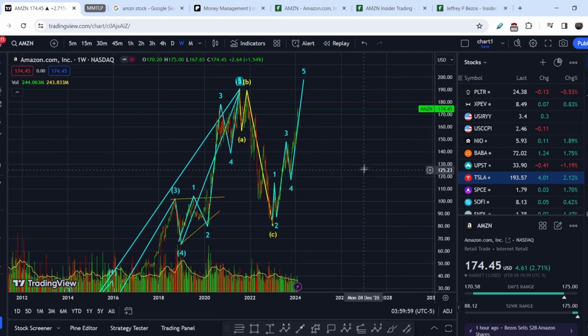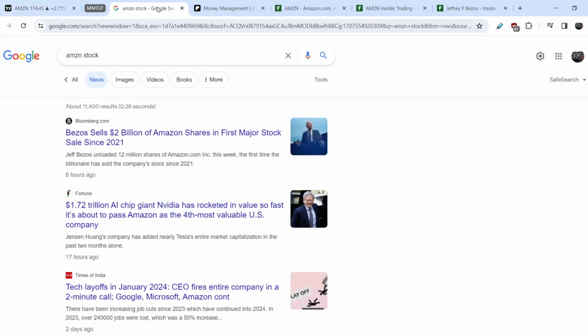And let me show you what was the reason for this movement and how you can identify the same movements in future. Let's take a look at its news. The most recent news, published just 6 hours ago, is that Bezos sells $2 billion of Amazon shares in the first major stock sale since 2021. And let me show you this.